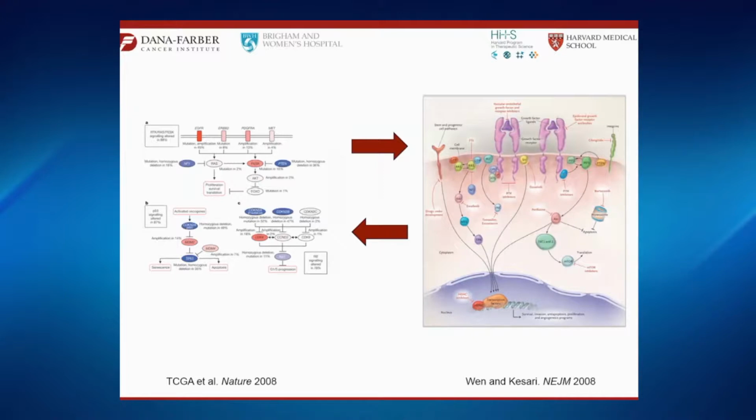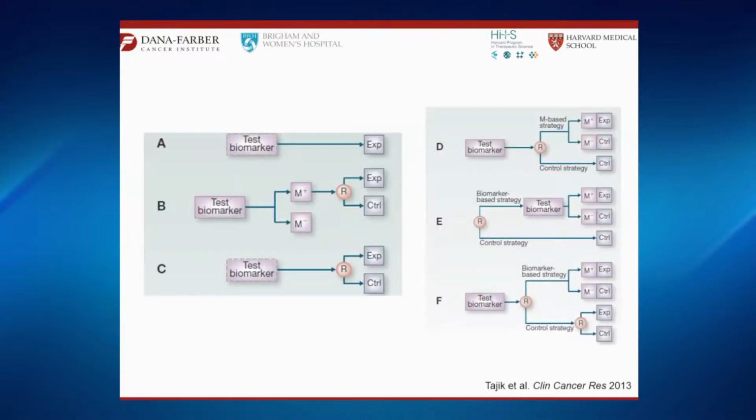So a lot of a priori hypotheses in terms of driver mutations and blocking the downstream impacts of driver mutations are valid, but to extend that to every kind of targeted agent or every kind of situation gets you into trouble a bit, and it certainly does in glioblastoma.